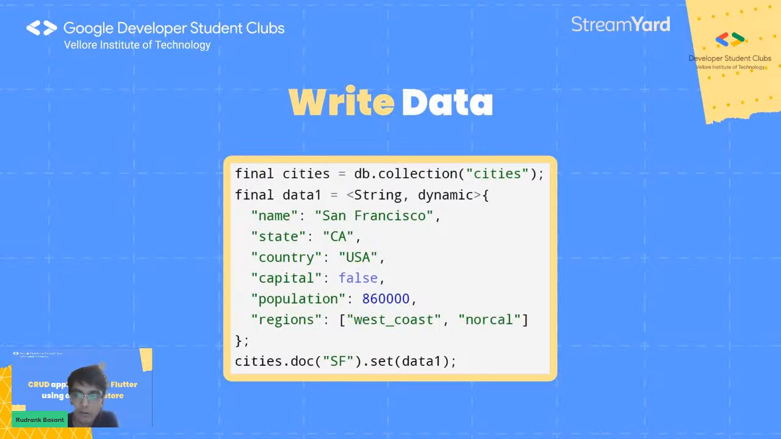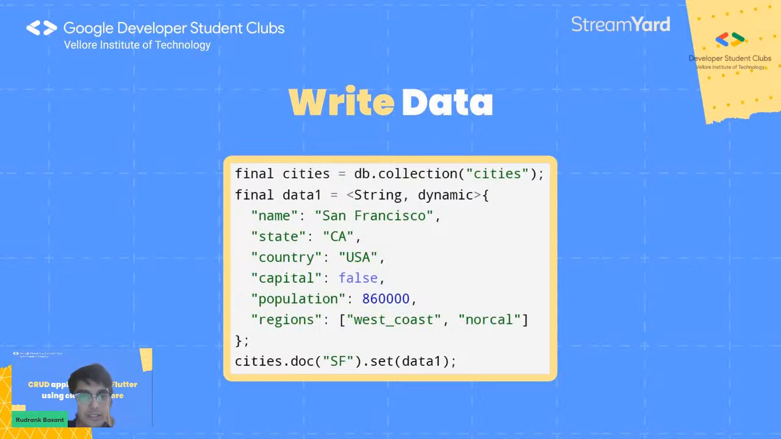So the first of the CRUD functions is create, that is write. What this is doing is, as you can see in the first line, we have made a collection of cities called cities. DB means the database, and we want the cities collection to be initiated in this variable called city.